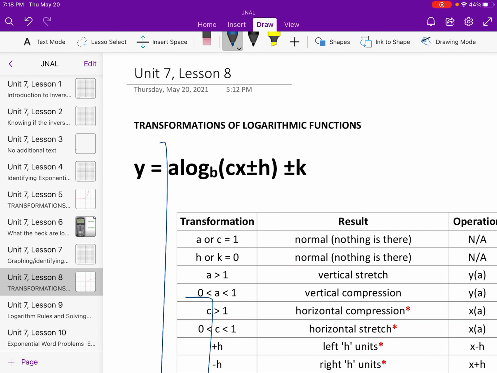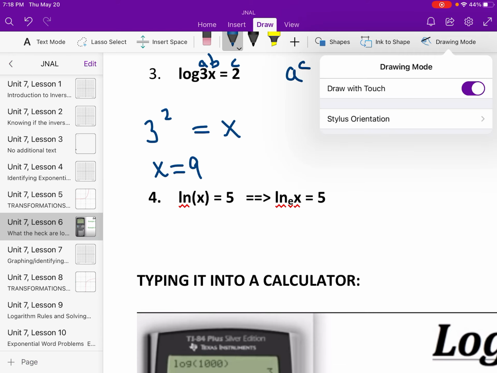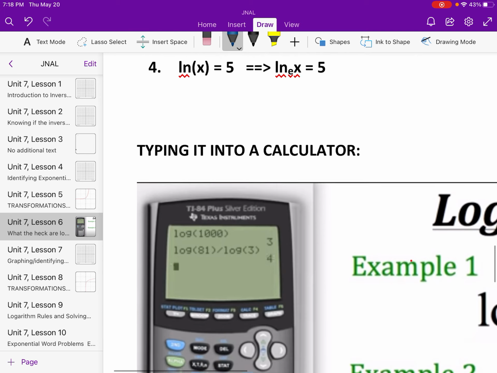Now I need to just erase this because I'm ruining this. It's because I'm left-handed and it makes it do that. Okay, now we have this one. What are we going to do here? We have something different.